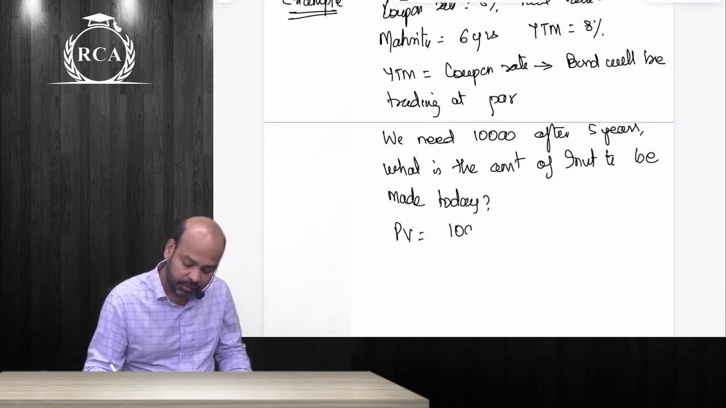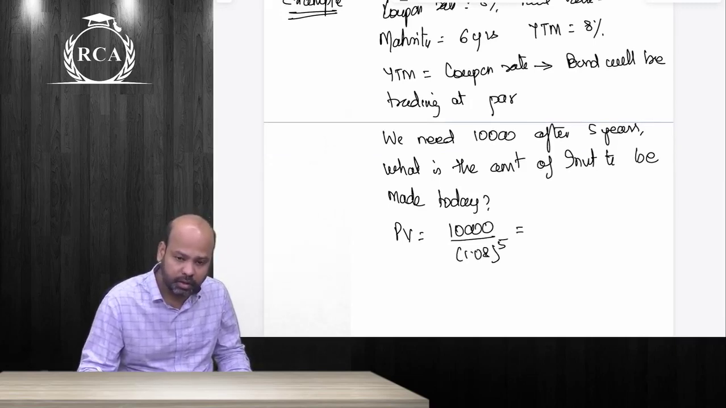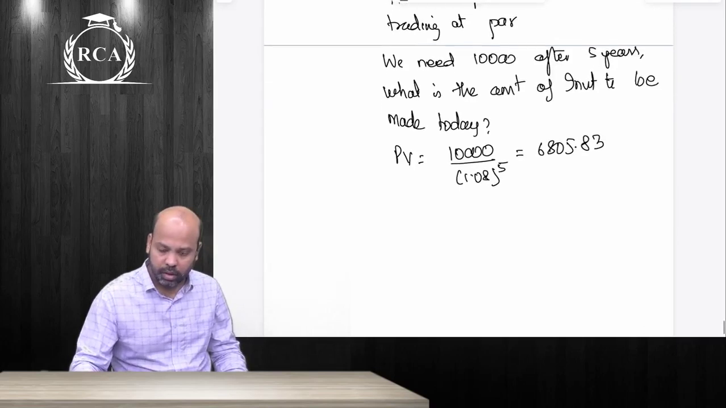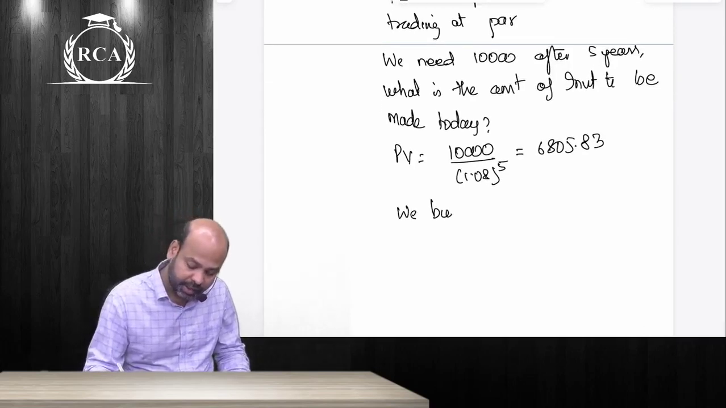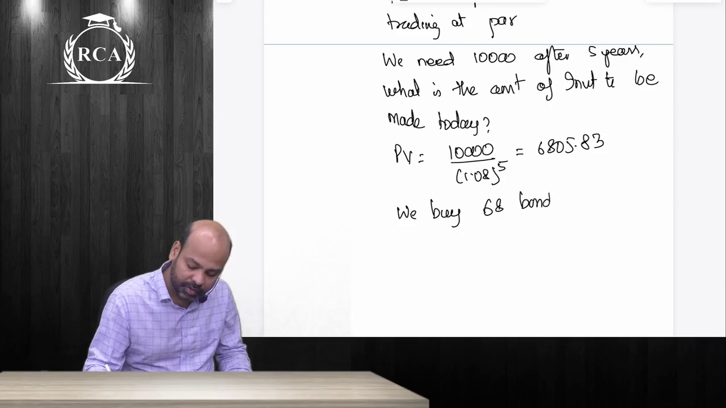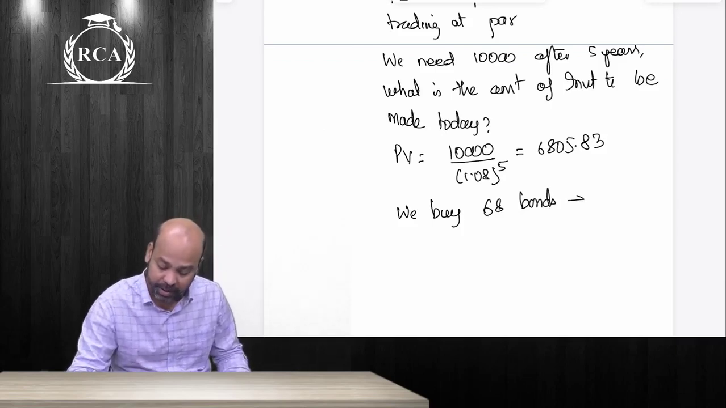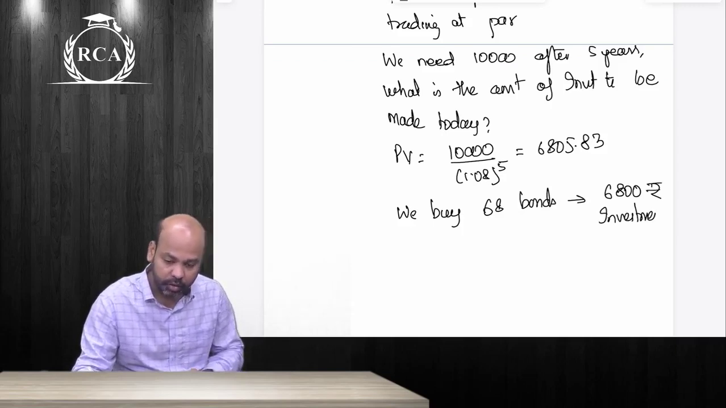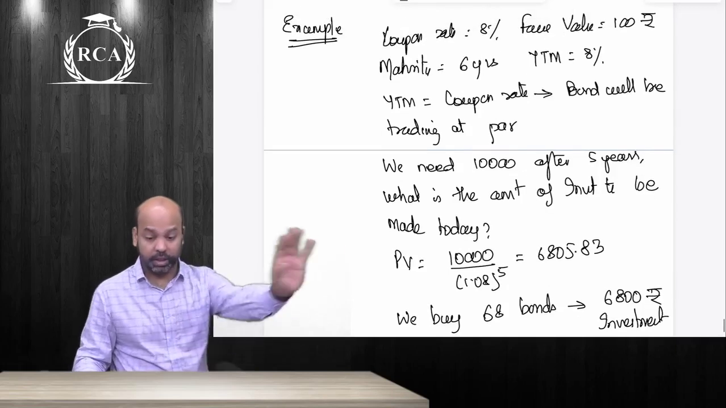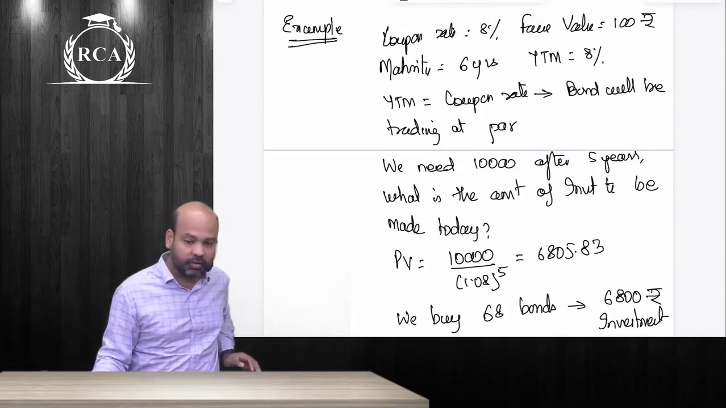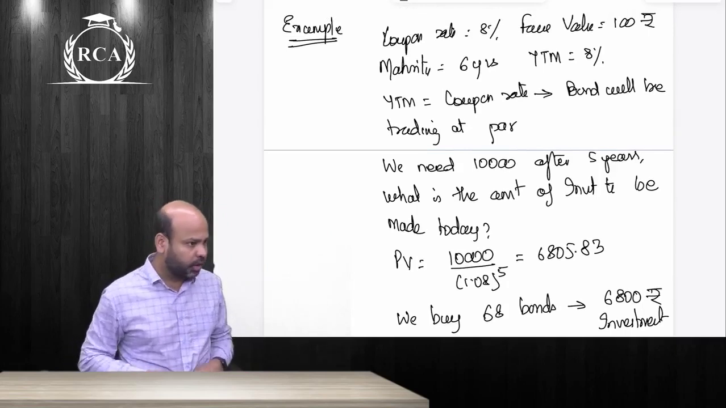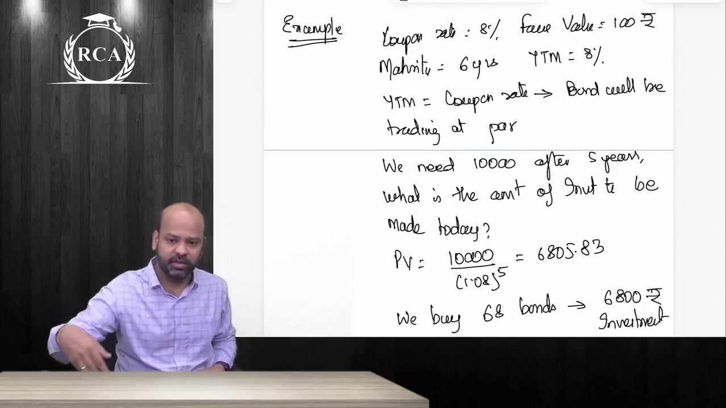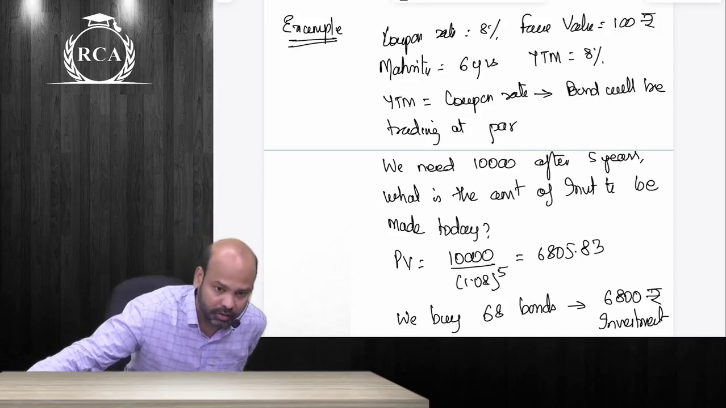Present value, beta, will be 10,000 divided by 1.08 to the power 5, which is 6,805.83. Let us say, guys, we buy 68 bonds. There will be a small approximation error because of that 5 rupees. 68 bonds means we'll invest 6,800 rupees. You understood the question? I need 10,000 rupees after 5 years. That is why I am investing 6,800 today, so that with the income I generate, the amount will accumulate to 10,000 rupees in 5 years.